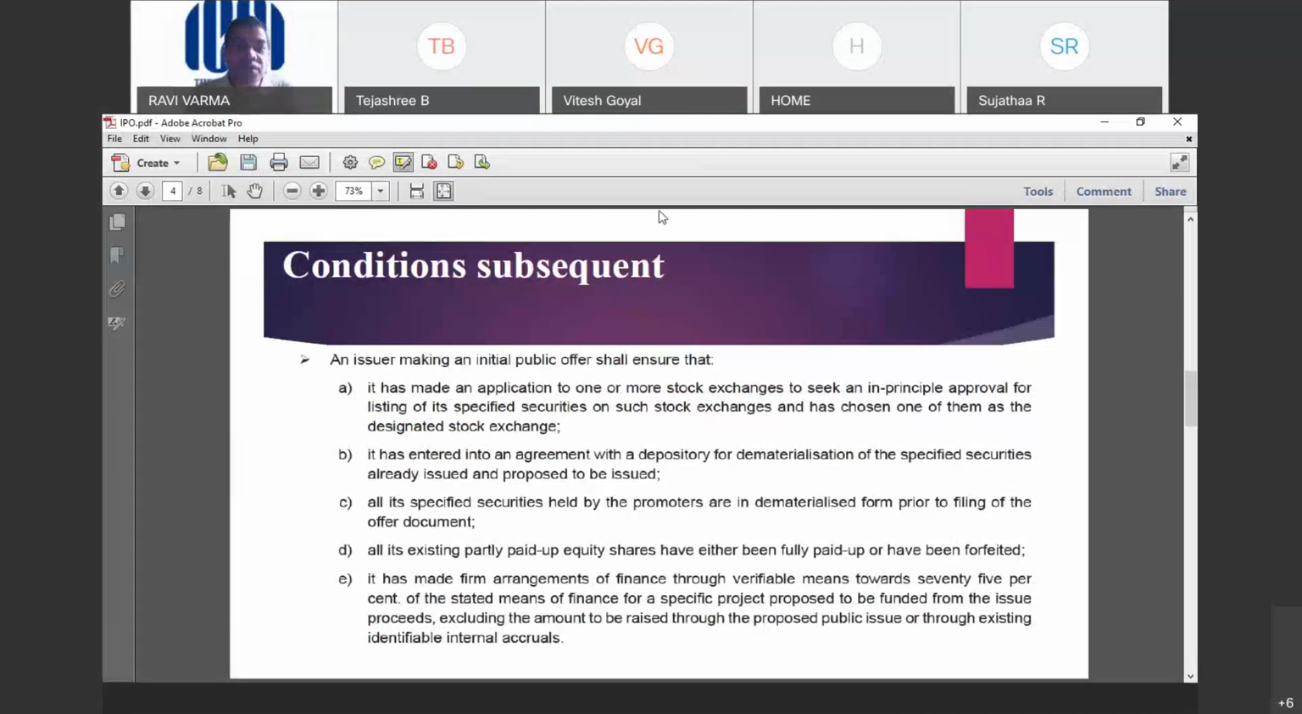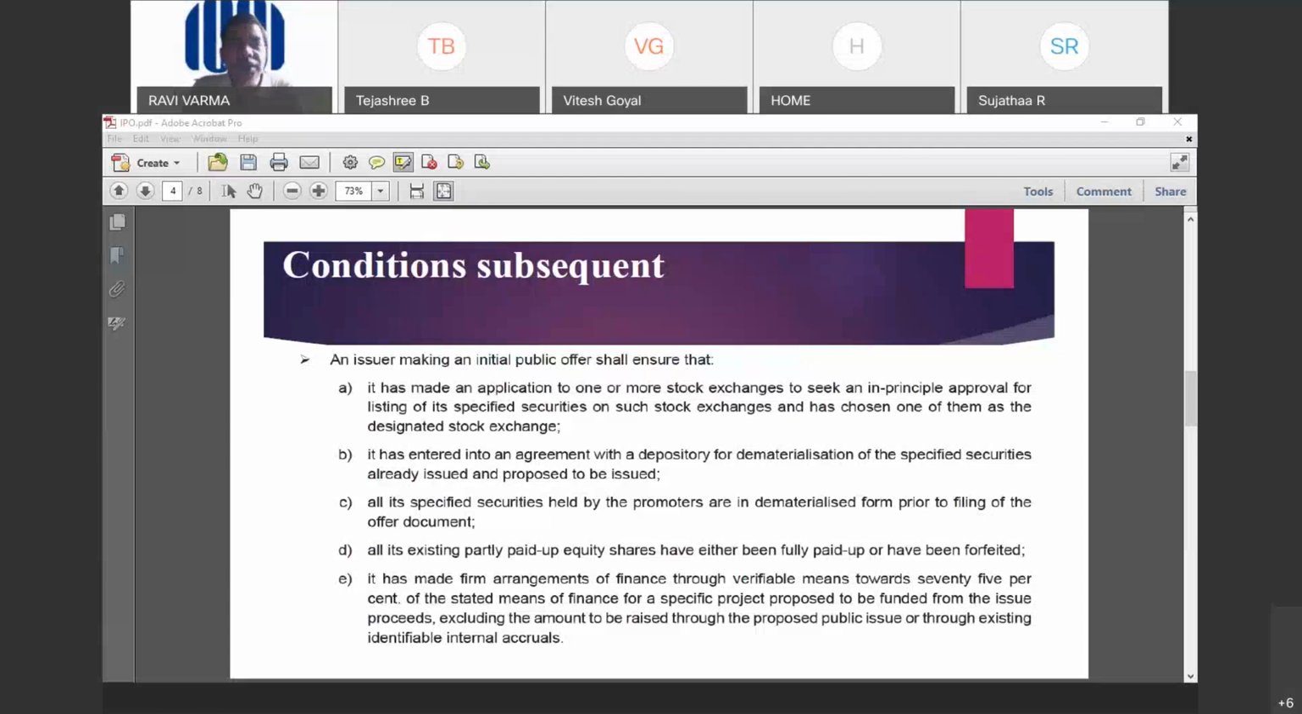Now there are some, on the screen you can see, conditions subsequent. What do you mean by conditions subsequent? Any idea? One person has an idea. What is the condition subsequent? Condition subsequent means once I have done the IPO, I have to comply with certain requirements post IPO. I have come out with the IPO, no issue, but then post IPO also, I need to comply with certain criteria.